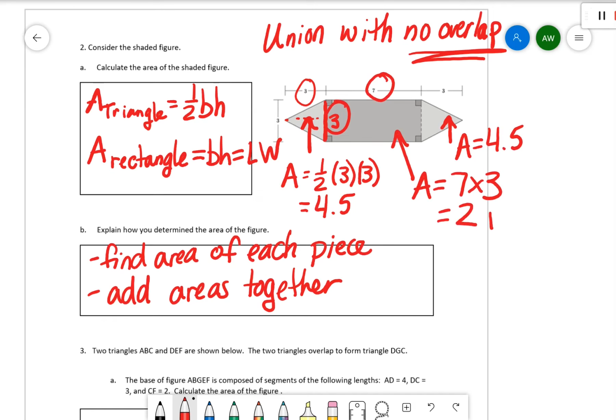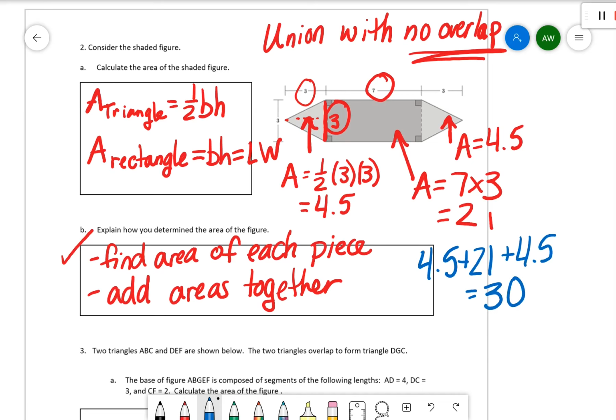So everything I just did was that first piece. Find the area of each piece. Now we're going to add our areas together. To do that, we just need to do 4.5 plus 21 plus 4.5. You can do this by hand or put it into a calculator, and you should get 30. So we added our areas together, and 30 is our final answer.